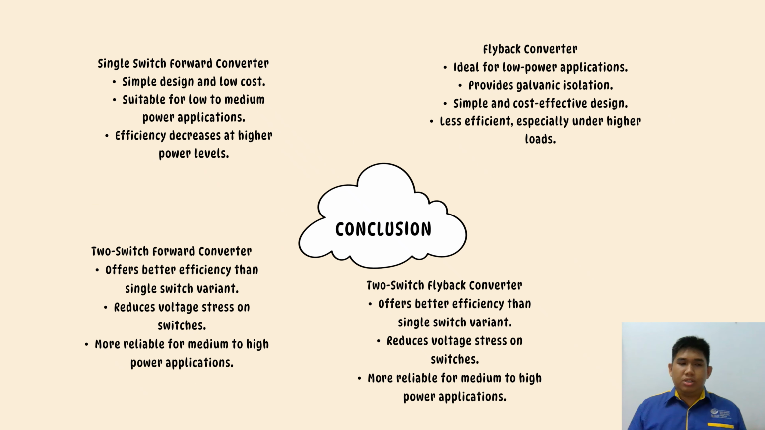Alright, now the conclusions. The single-switch forward converter is simple in design and low cost. It is also suitable for low to medium power applications, and the efficiency decreases at higher power levels. The flyback converter is ideal for low power applications. It provides galvanic isolation and a simple, cost-effective design, but is less efficient, especially under higher loads.